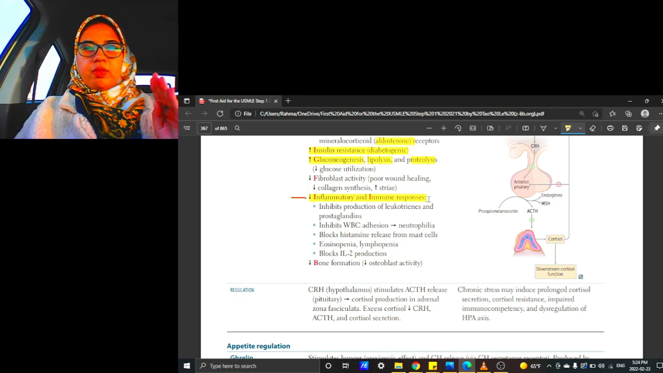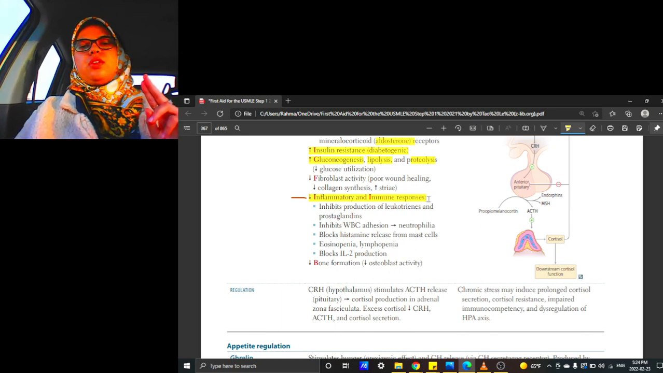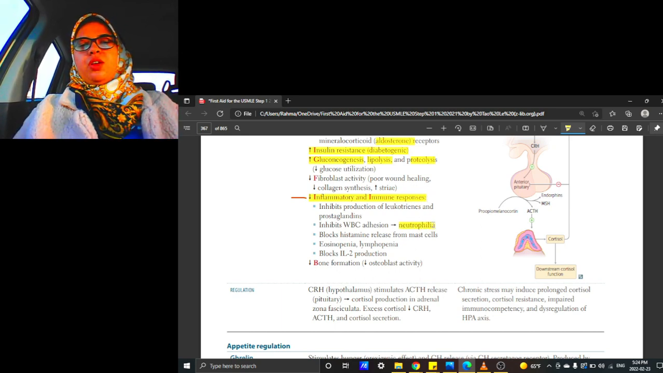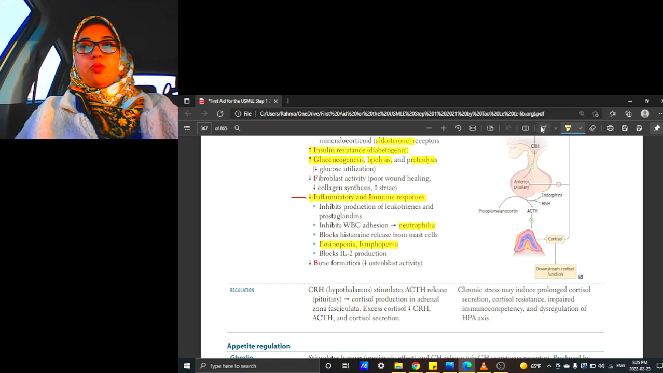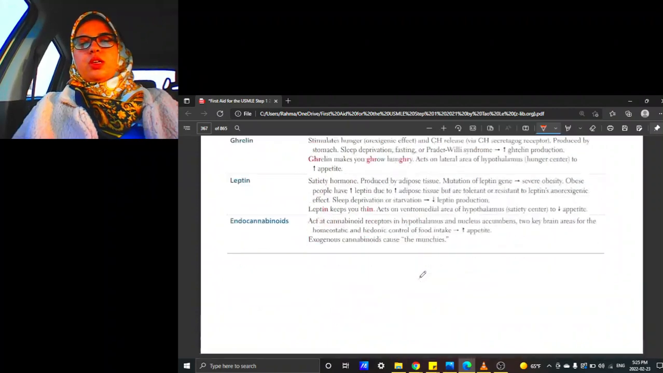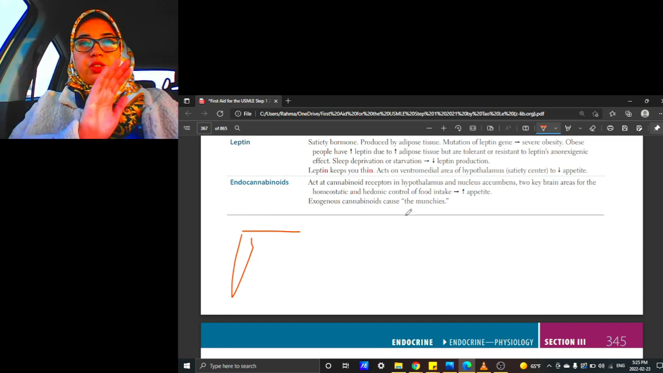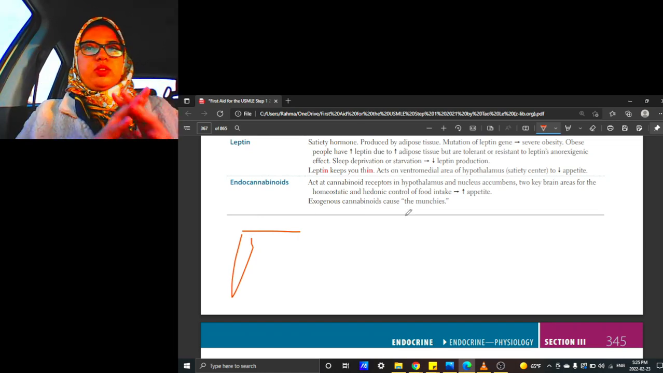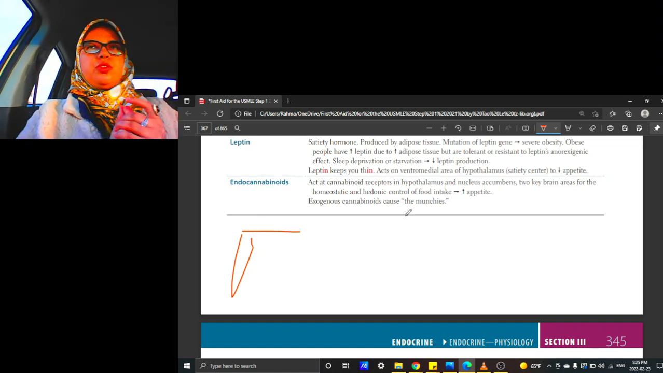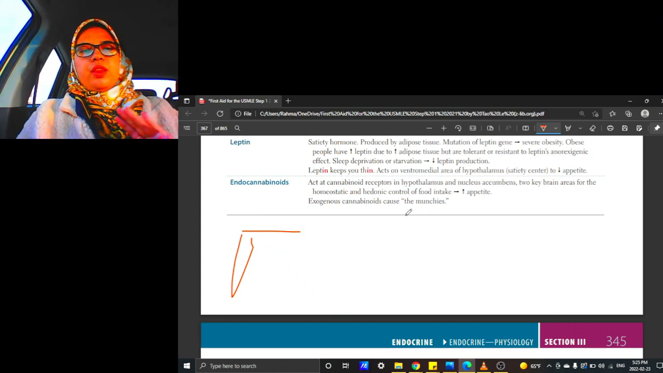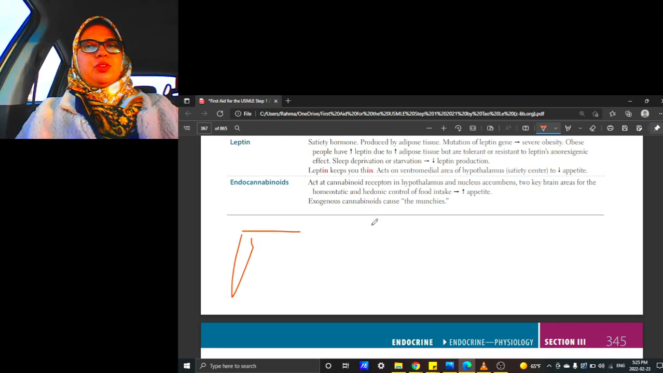How does it work? I will tell you the most important things you might get asked: neutrophilia, eosinopenia, and lymphopenia. Okay, so what's going on here? Cortisol does a couple of things. Cortisol is going to decrease the immune cells, decrease the production of interleukins, and decrease the production of any of the things that cause inflammation. But it does something a little bit wonky when it comes to the white blood cells.